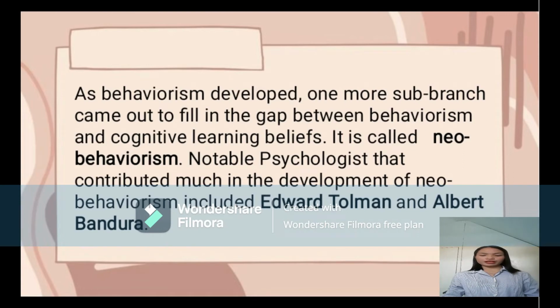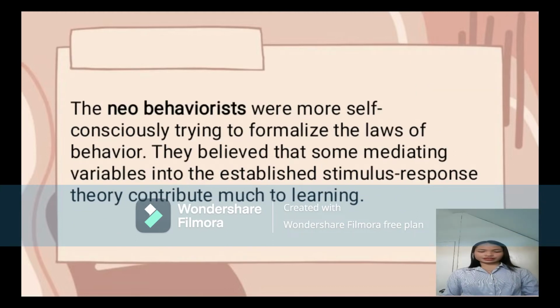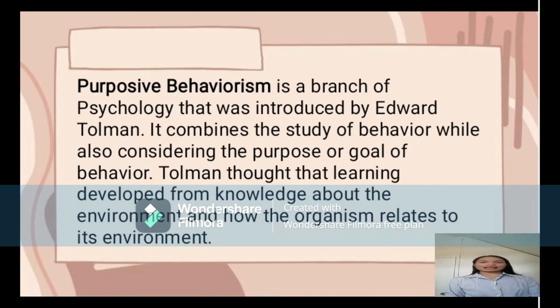As behaviorism developed, one more sub-branch came out to fill in the gap between behaviorism and cognitive learning beliefs. It is called neo-behaviorism. Notable psychologists that contributed much to the development of neo-behaviorism included Edward Tolman and Albert Bandura. The neo-behaviorists were more self-consciously trying to formalize the laws of behavior. They believed that some mediating variables added to the established stimulus-response theory contribute much to learning. Let us move on to the main topic, which is purposive behaviorism.